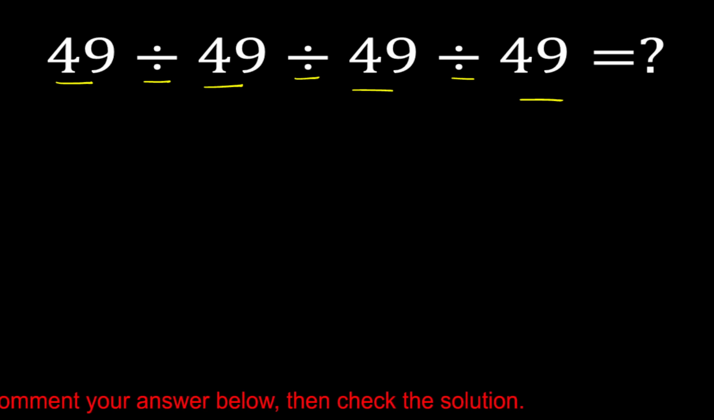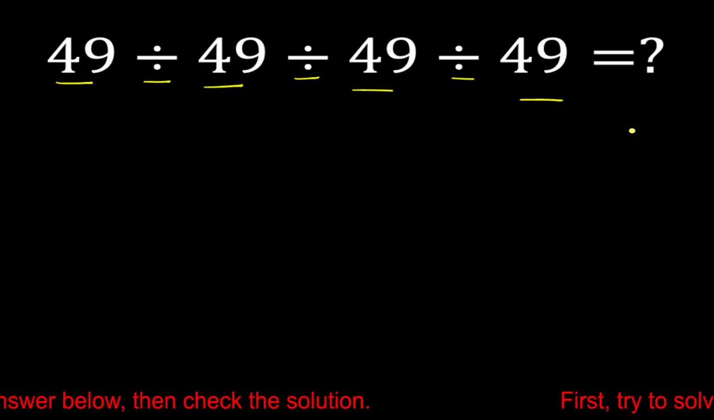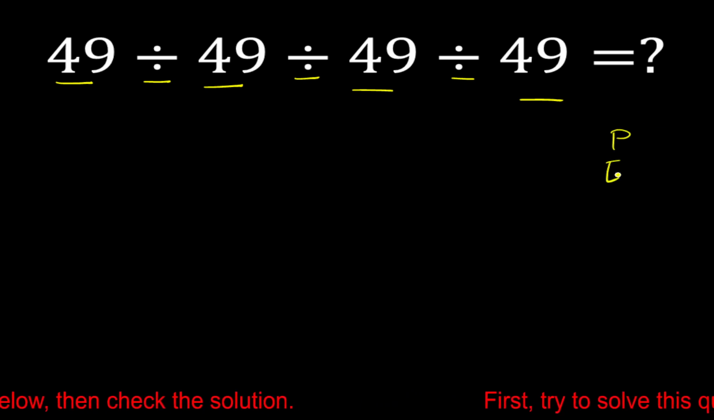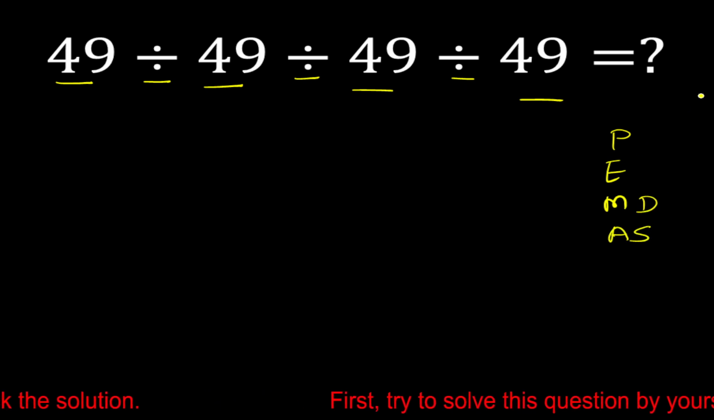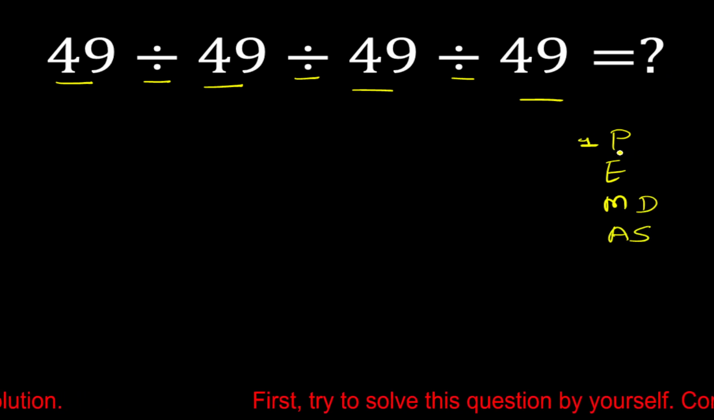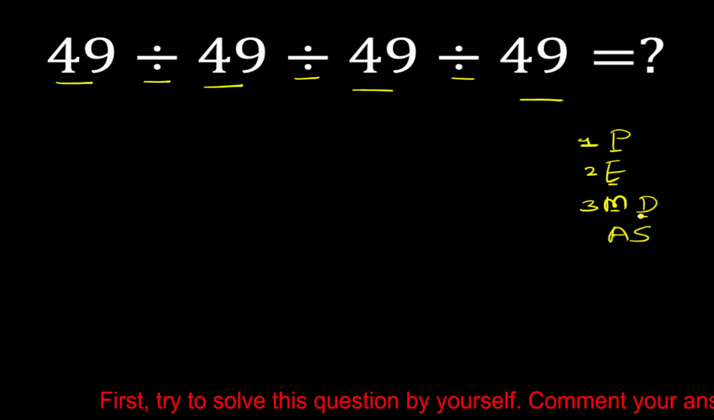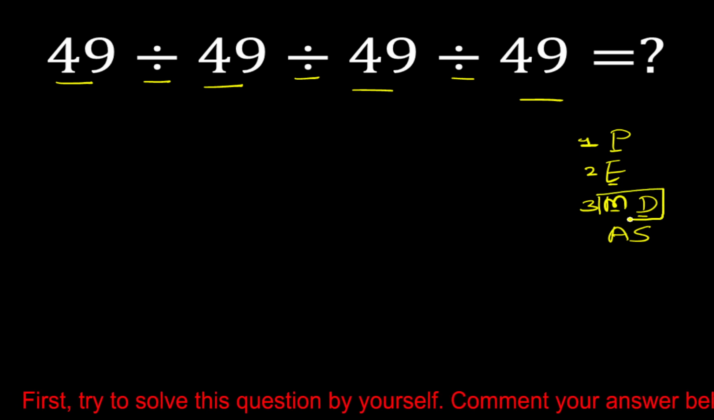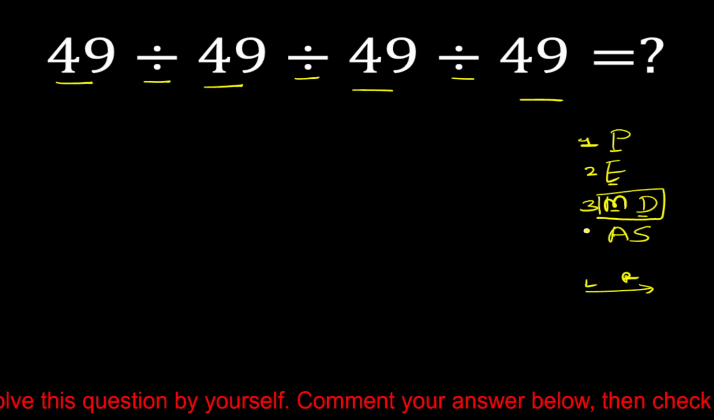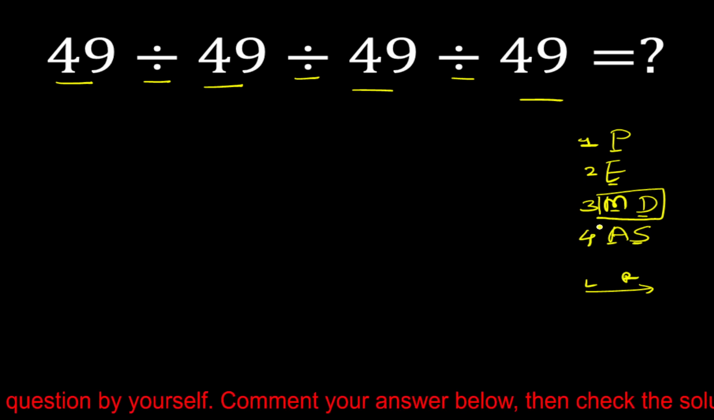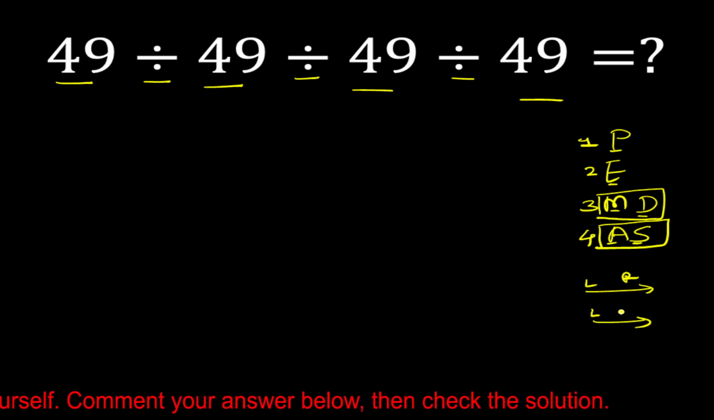Okay. So now let's solve this problem correctly by using the PEMDAS rule. P-E-M-D-A-S. According to PEMDAS, first priority is parenthesis, second priority is exponents, third priority is multiplication and division. Here multiplication and division both have equal priority, so we have to solve it from left to right. Fourth and last priority is addition and subtraction. And also addition and subtraction both have equal priority, so we have to solve it from left to right.